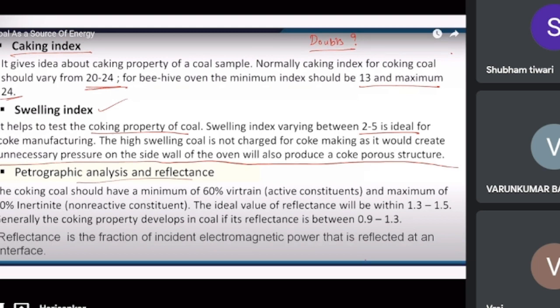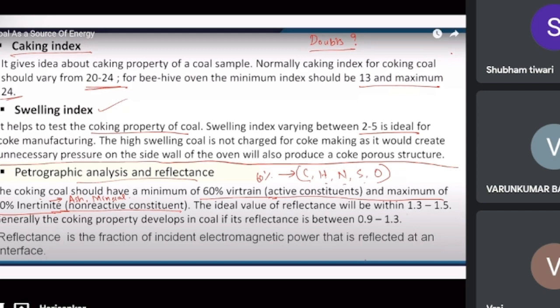And then you have the petrographic analysis and reflectance analysis, which says the coking coal should have a minimum of 60% vitrinite, active constituents, and a maximum of 40% inertinite, non-reactive constituents. So this 60% should be C, H, N, S, O, basically organic in nature, and the 40% will usually be the maximum of your ash content or mineral content. Ash and mineral content are usually non-reactive in coke. So even if you burn the coke, the ash content will remain as such, while carbon, hydrogen, nitrogen, sulfur get burned in the presence of oxygen. That is why 60% active constituents should be there. That is the minimum amount of active constituents you should have, and a maximum of 40% ash content.